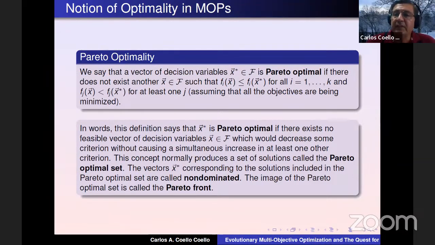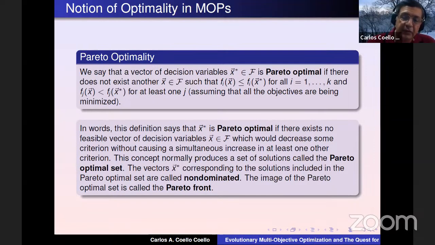In words, this definition says that a solution will be considered Pareto optimal if it's not possible to improve one objective without worsening another. So it's very simple, but as we have conflicting objectives, of course, this is going to generate a set of solutions, not a single solution. This set in the decision variable space is called the Pareto optimal set.